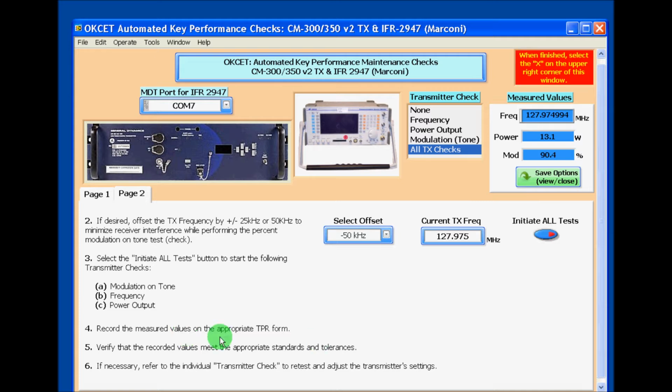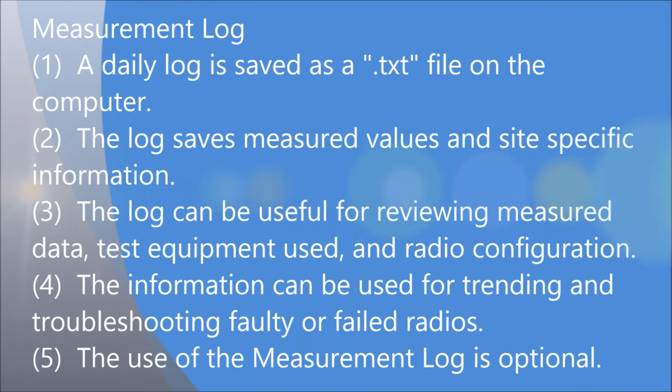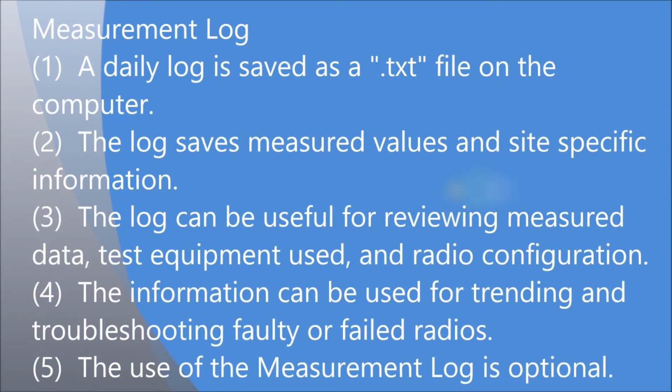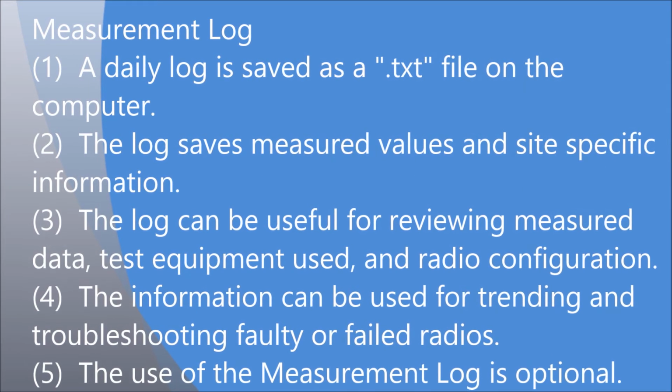Once it's done, you record the measured values on the appropriate TPR form and verify that the appropriate standards and tolerances are satisfied. If any of the measured values require adjustment, you refer to the individual check to make those adjustments. But before we do that, I want to talk a little bit about this Save Options button and what it does. The Save Options button displays options for the user to be able to create a measured log of the measurements that were just performed.